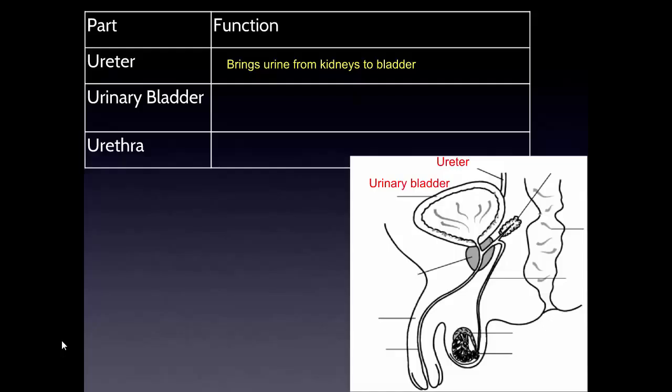So the kidneys are making urine. It gets stored up in the bladder. There's a muscle down here that sort of seals up so that the urine doesn't leak out. And it holds that urine until it's ready to be released. And when it is ready to be released, that muscle that keeps it closed opens up, it relaxes, and then the urine can flow out of the body. It goes through this long tube here called the urethra. The urethra carries urine and also carries semen out of the male's body.